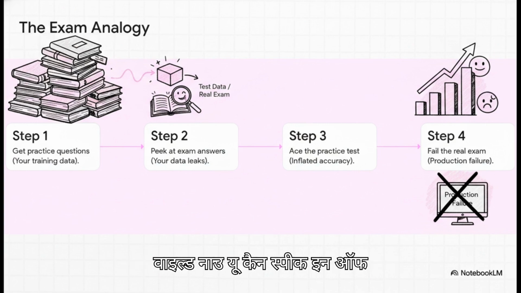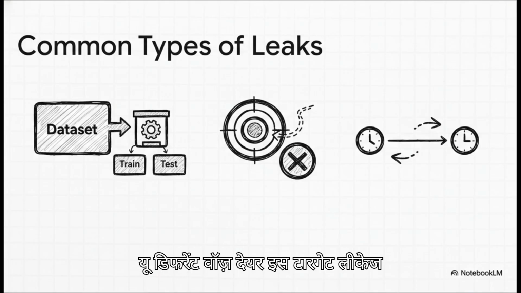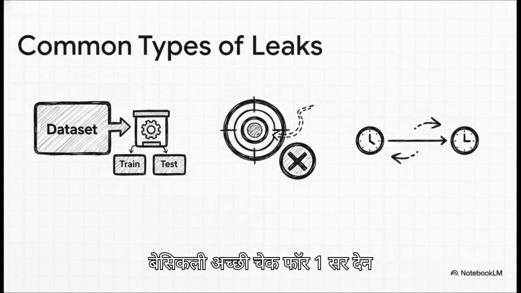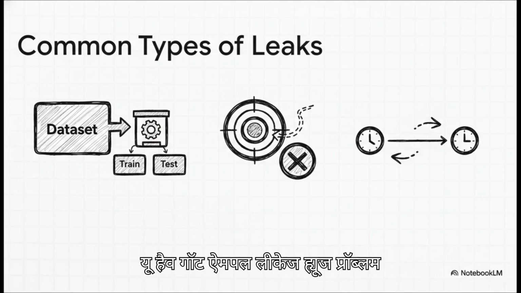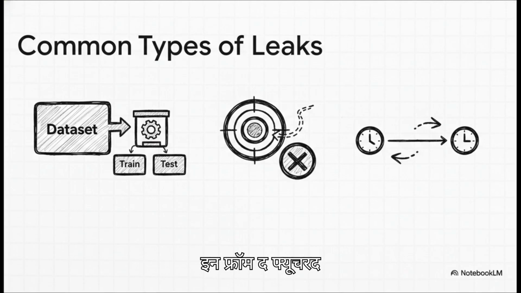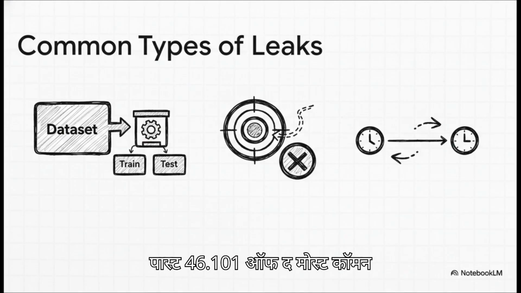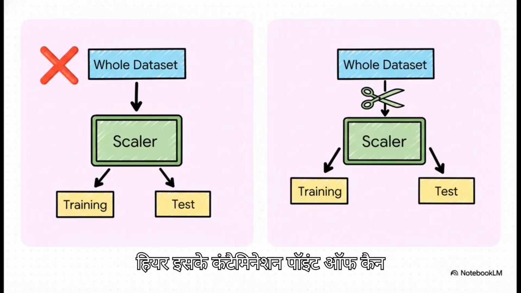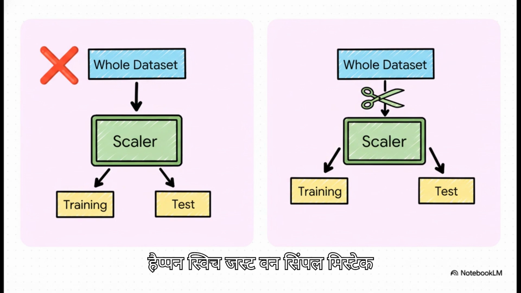Now, leakage can sneak in a few different ways. There's target leakage, which is when one of your features is basically a cheat sheet for the answer. Then you've got temporal leakage, a huge problem in time series data, where you accidentally use info from the future to predict the past. But for this explainer, we're going to zero in on the most common and subtle type, pre-processing leakage.